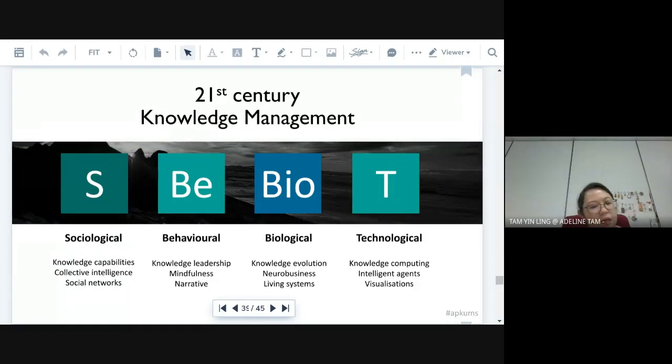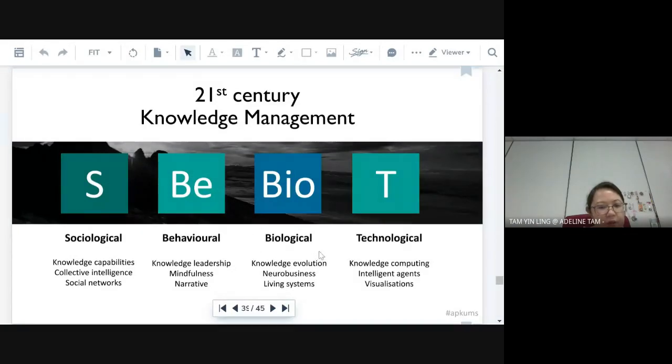And at the same time, we have behavioral knowledge. Like I keep on saying, we need to know the psychology of the workers. Then only we know how to manage them. We understand who our workers are. So we have to have a knowledge leadership, who are mindful and narrative and know how to take care of the workers and at the same time know how to complete the job.